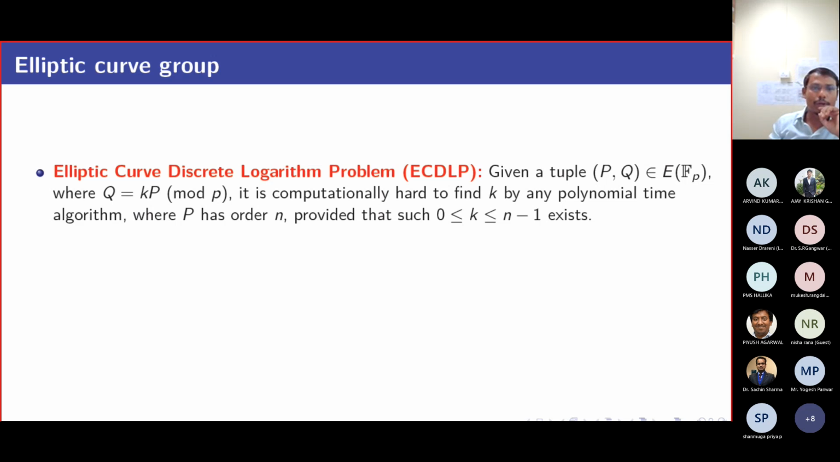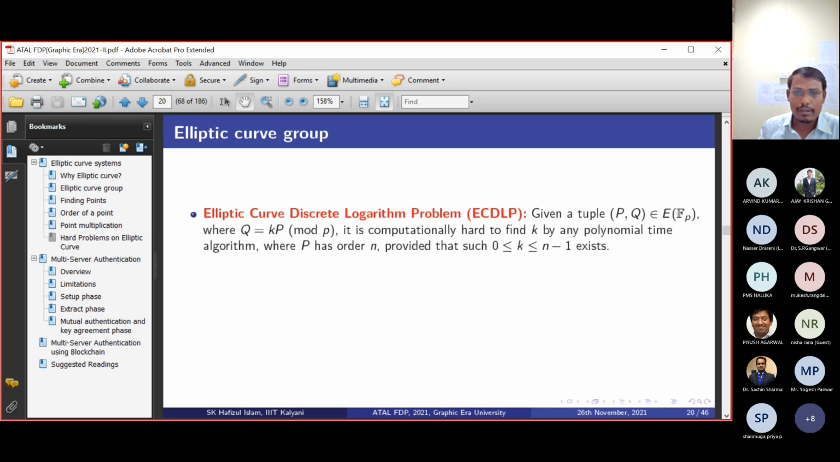Now, with respect to elliptic curves, we will define certain hard or computational problems. Yesterday we discussed the discrete logarithm problem and the computational Diffie-Hellman problem. Now, with respect to elliptic curves, please try to understand the same computational problems. In a multiplicative group, we define the discrete logarithm problem: g to the power x mod p. We have to calculate what x is.